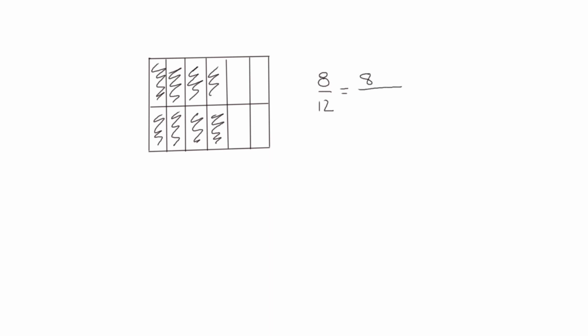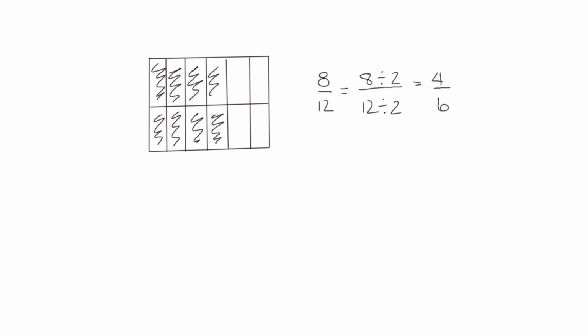So we look at 8 and 12, and again we see 2 numbers that are both even, so we know we can divide by 2. So let's do that. 8 divided by 2 is 4, and 12 divided by 2 is 6. So let's do that on our area model.